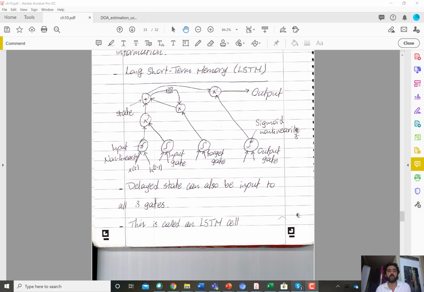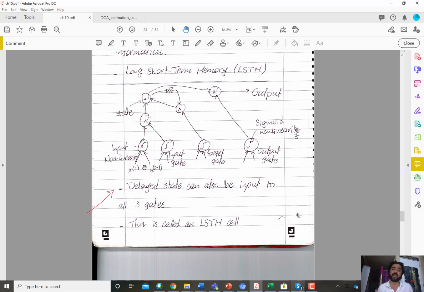Hi everyone. So in this video we finalize the description of long short-term memory cells by discussing the output gate. I would like to start by highlighting this note here. It says that the delayed state can be input to all three gates. But at the same time we already mentioned that h of t minus 1 can be input to each of the gates as well as the input nonlinearity. So what's the difference here?